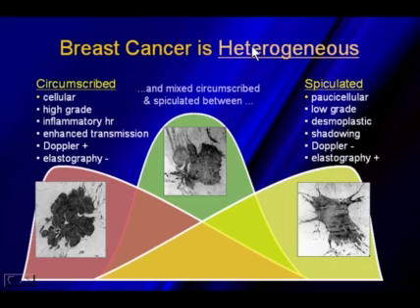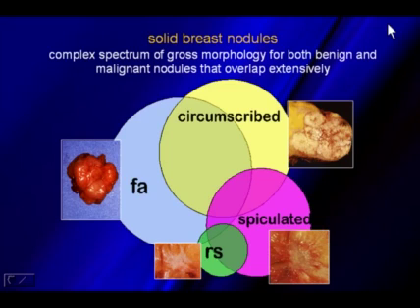And because of the heterogeneity of breast cancer, often we have a mixture between these two findings that we'll see within a single lesion. Looking at solid nodules, the complex spectrum of the gross morphology, we can see lesions that are fairly well circumscribed, that are malignant, and then we have lesions such as fibroadenomas that can be extremely worrisome looking, especially if you're scanning a young teenage patient, more often in black females. They can have what are called juvenile fibroadenomas. Those look very worrisome sonographically.